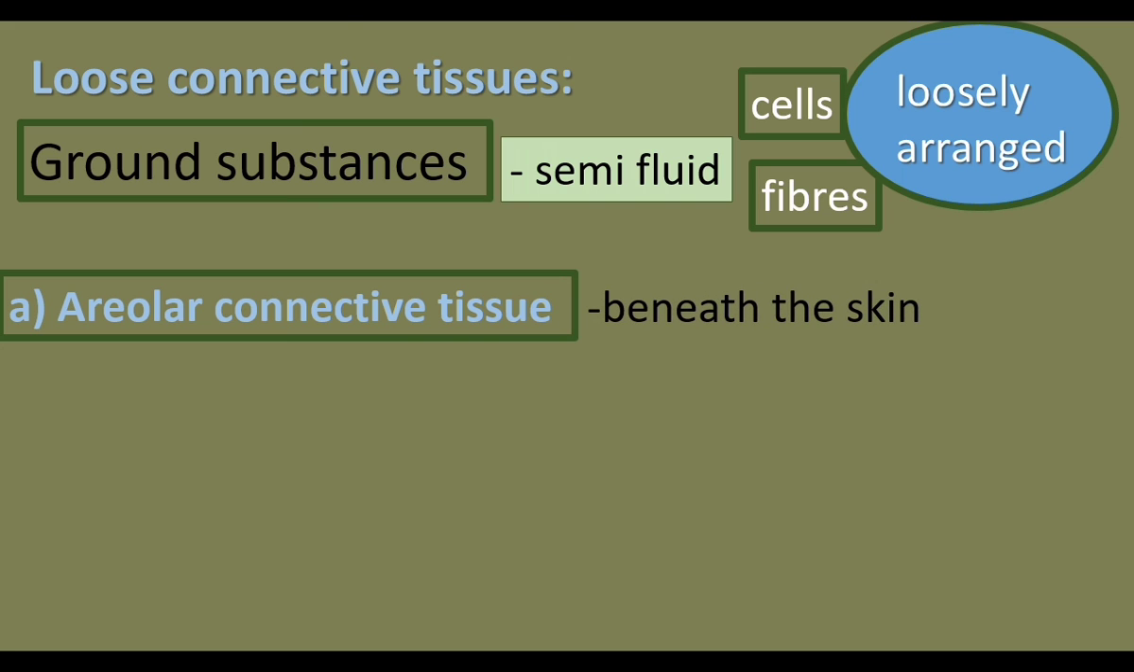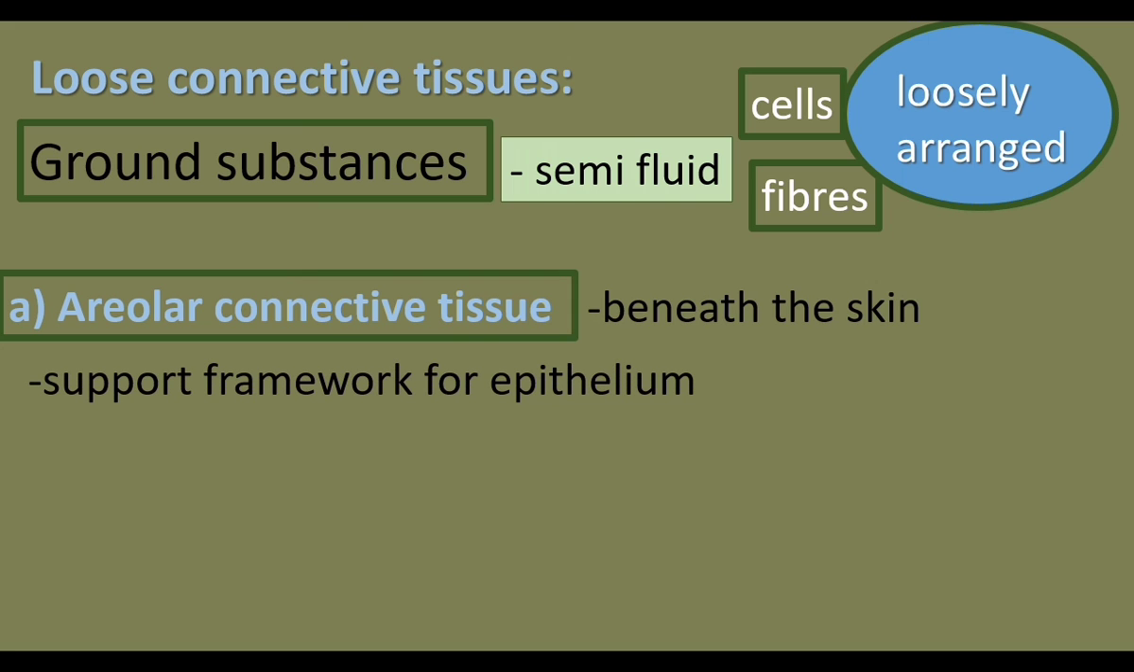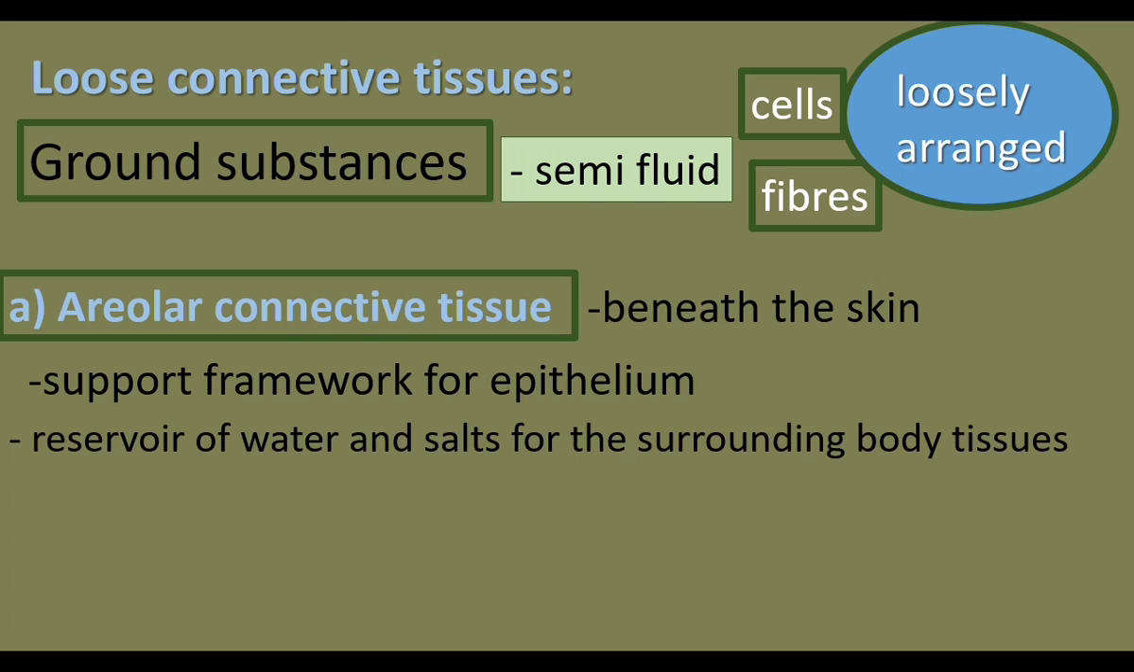It is found below the skin. It is a supportive framework for the epithelium of the skin. It is a reservoir of water and salts for the surrounding body tissues. Areolar connective tissue makes the surrounding body tissues wet and supplies water, salt, and other nutrients. It is called tissue fluid.